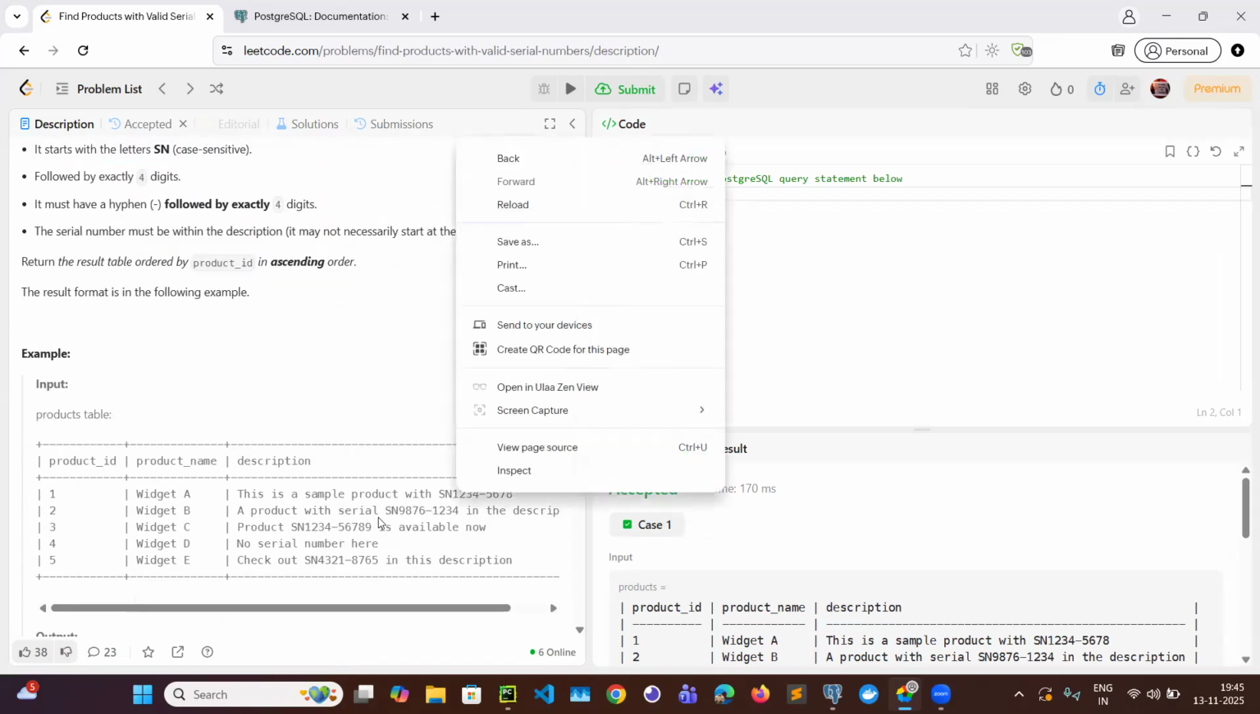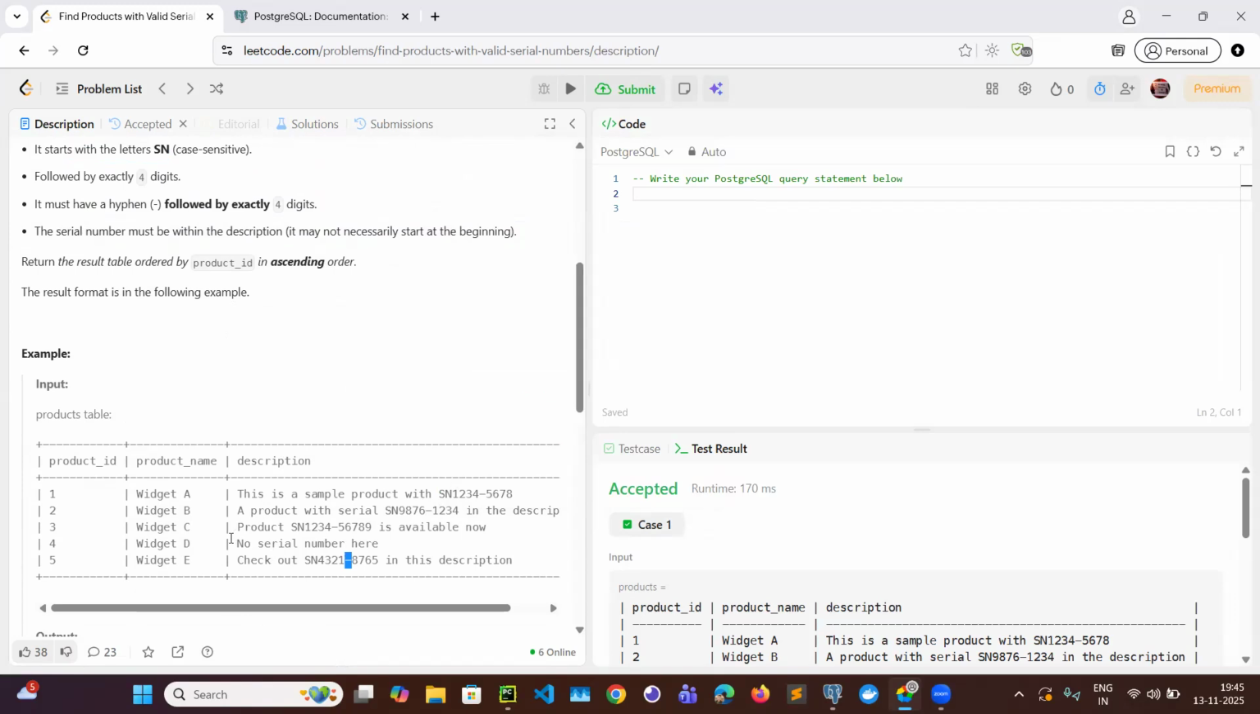So like this, they are starting with SN, SN, SN, and this product doesn't have the serial number. So eventually this will not be the answer, but all the remaining contain SN. And then after SN, there should be 4 digits. And then there is a hyphen in all the four. And after the hyphen, there should be exactly 4 digits. Here we have 5 digits, so this will also not come.